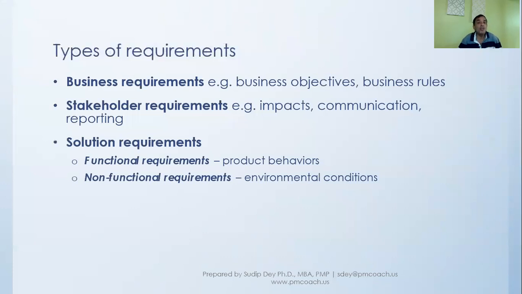And then we'll talk about solution requirements. And of course, this is where the main focus will be. When we think of requirements, typically we think about the solution requirements. But even in solution requirements, there are two types. One is what we call functional requirements. Functional requirements are really the product behavior: what are the features and functions that we need to provide. And that, of course, will be the crux that will really decide the final product.